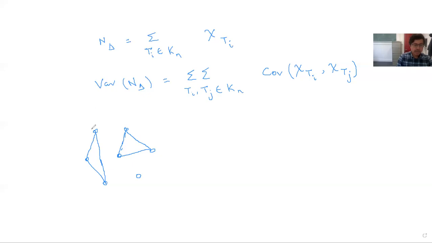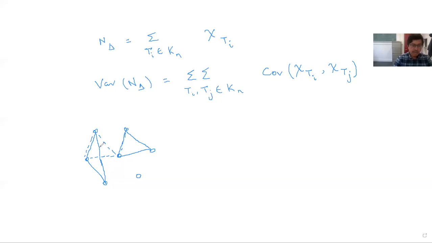Now, what about if we look not at this particular triangle, but at this one here? So I'm looking at this dashed triangle here and this solid triangle here. They have a vertex in common. Nevertheless, they have no edges in common. So these 3 edges are independent of these 3 edges. And so again, the covariance of these indicators is 0 if you have 2 triangles with no common edges.